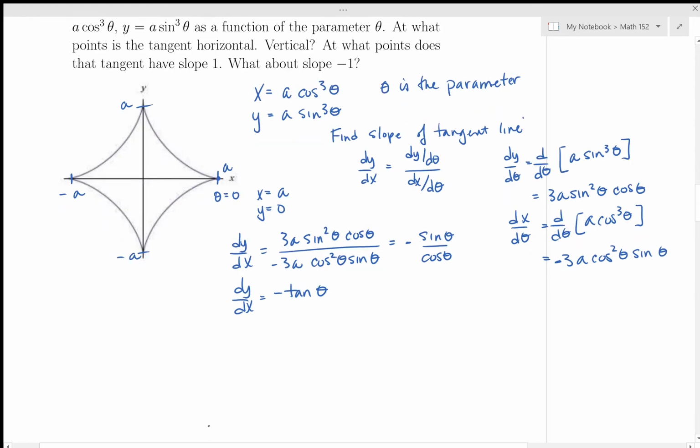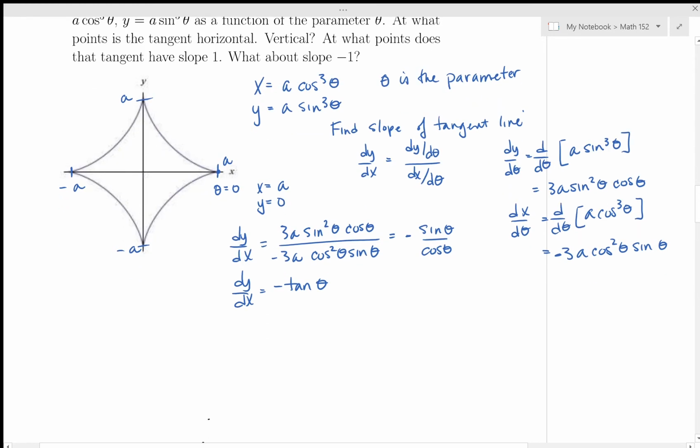That's kind of a nice result. So that's the slope of the tangent line. I think that is: find the slope of the tangent line as a function of theta. I did that. There it is. Slope of the tangent line as a function of the parameter theta. At what points is the tangent line horizontal?